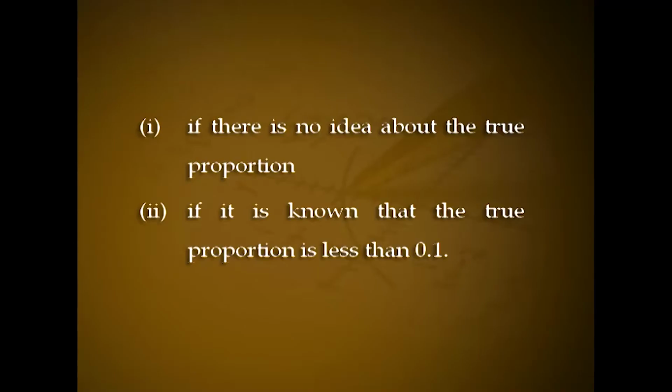Problem 1. To estimate the proportion of engineers who have studied abroad, and the estimate is to be correct within 5% with probability 0.90 or more. How large a sample would be needed? 1. If there is no idea about the true proportion. 2. If it is known that the true proportion is less than 0.1.